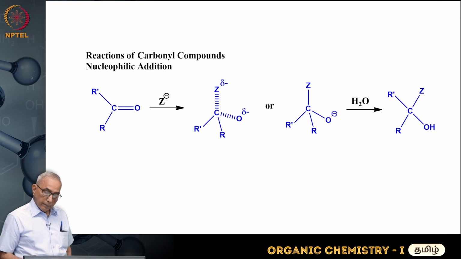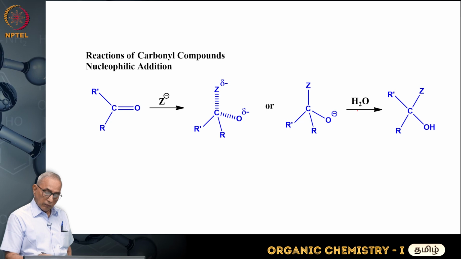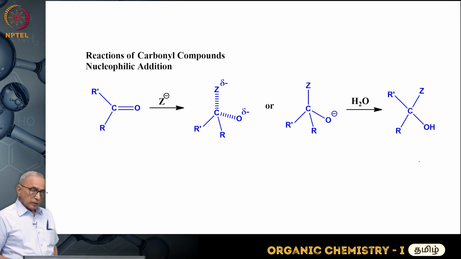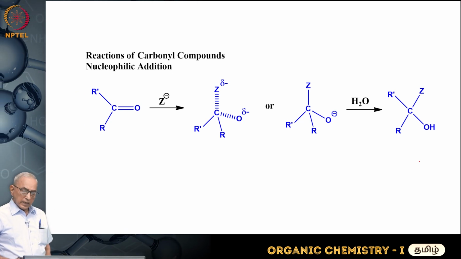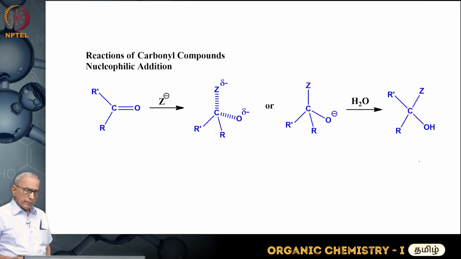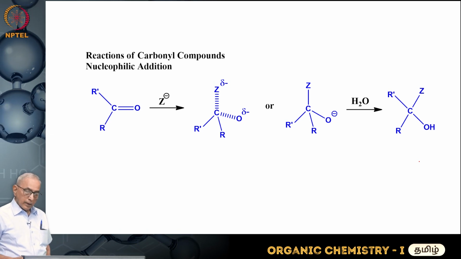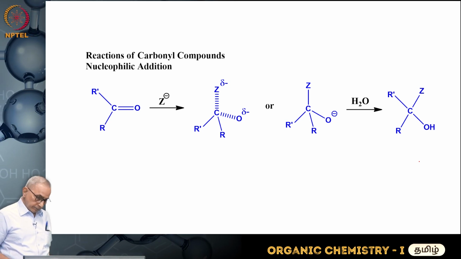There is water present in the reaction. The oxygen will abstract the proton from water. It forms the corresponding alcohol. So, the reaction of a carbonyl compound with Z minus will produce addition of the carbanion to the carbon and the production of an OH group on the carbon.